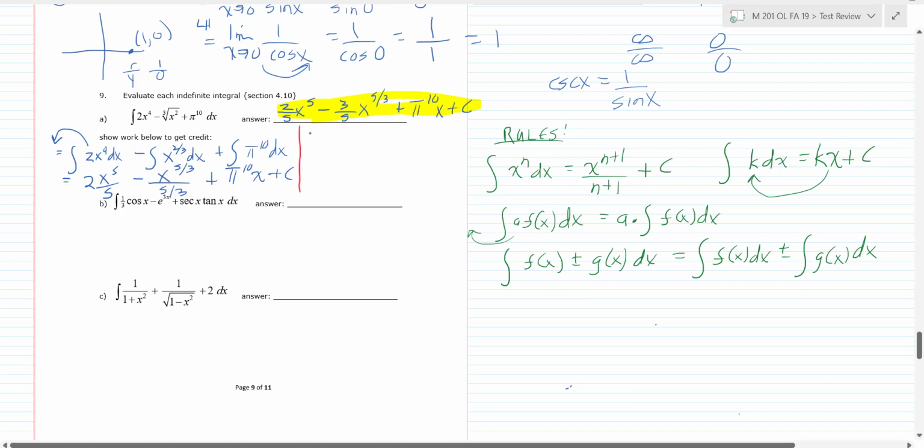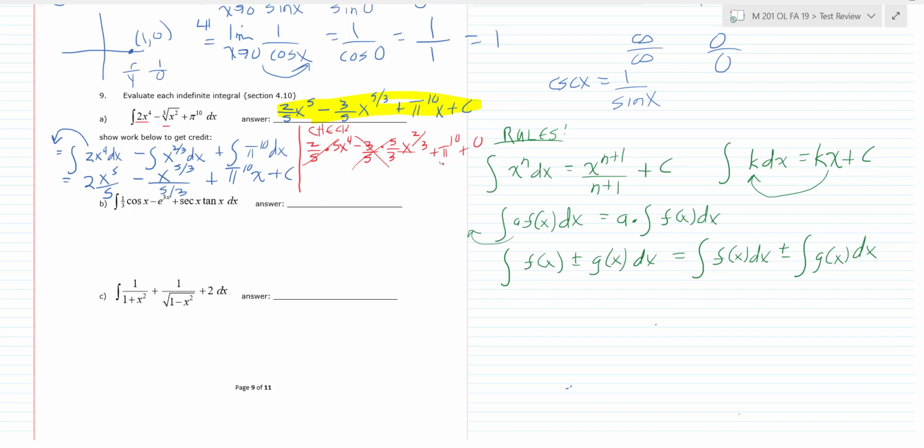You can tell you're right. If you do the derivative of your answer to check, look what happens. You just would have 2/5 times 5x to the 4th minus 3/5 times 5/3 x to the, and you'd subtract 3/3, so that'd be 2/3, plus pi to the 10th plus 0. Okay, look at this. 5's cancel out, so you have 2x to the 4th. That stuff cancels out. You have x to the 2/3. See, it's back to the beginning. So it's not hard typically to just take the derivative of your answer and see if you're right.